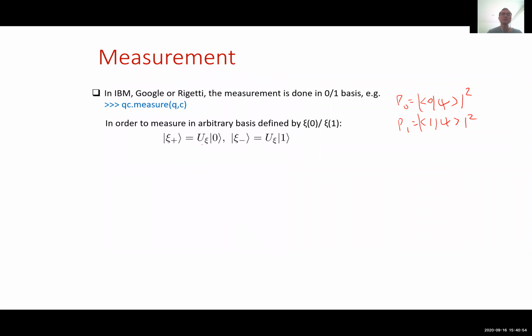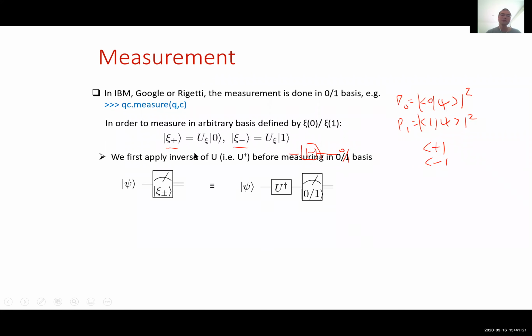But if we want to measure in this rotated basis, so for example, we want to measure in the plus basis or minus basis, we know we can first do a Hadamard, right? We can do a Hadamard before we measure 0 and 1, okay? So in this regard, for the general basis, in order to measure that, we can apply the inverse of that before measuring in the 0-1 basis. So it's easy to remember.